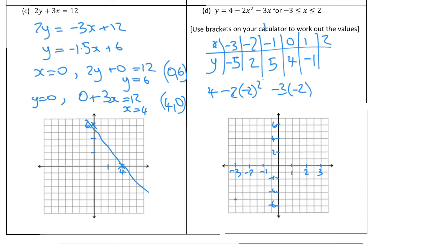So the first point is minus 3, minus 5, so we're down here. Then we're at minus 2, 2. And minus 1, 5. 0, 4. 1, minus 1. And 2, that was 10, and it's not on the graph. And then we join them up, a nice smooth curve. And that's what that would look like.